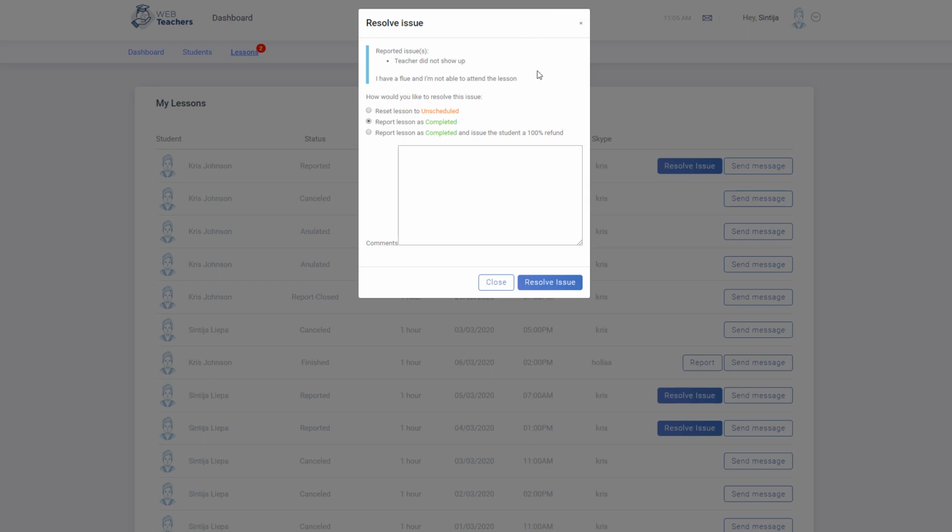The next option is report a lesson as complete and issue a 100% refund to the student. By selecting this option, the lesson will count as completed and the money will be sent to the customer's WebTeachers account. This might be the case, for example, if you attended the lesson but had to leave early, for example, you only did 10 or 20 minutes of the 1 hour. You would have to choose this option because the customer pays for the full lesson after all, and they're entitled to have the full lesson.